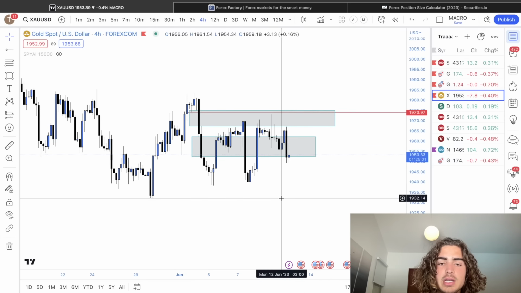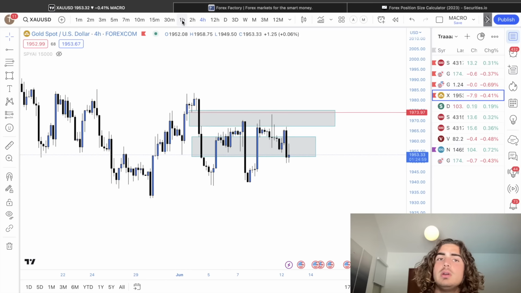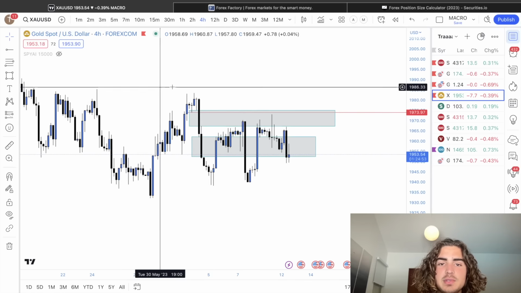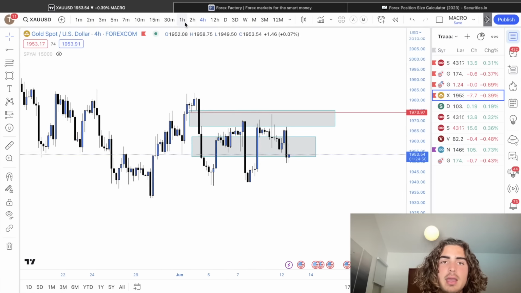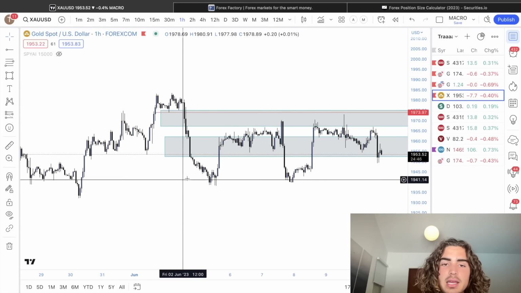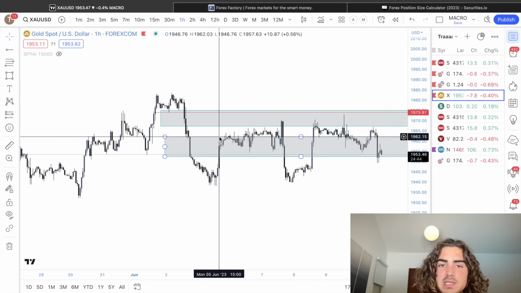Okay, what are we looking to do? We're looking to scale down into a lower time frame. We know that we broke structure, so that means at least we're going to have some sort of move down. Okay, we're looking for a retracement. Okay, we see price rally all the way up through this, past it, right?